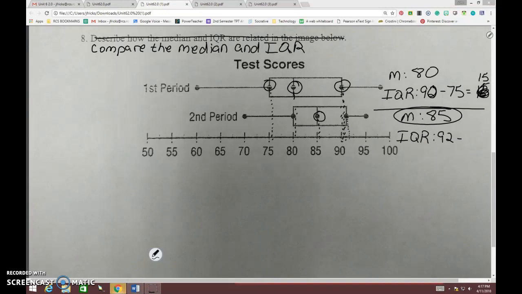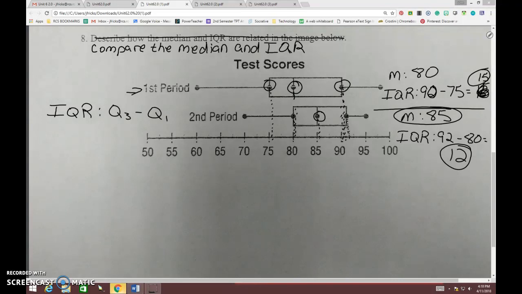Alright, let's go back to IQR here. So we've got, this one was at 92. This one is definitely at 80. So 92 minus 80 is going to be equal to 12. So when we compare these two, we've got 15 on top, 12 on bottom. So which one's larger? You know it, first period. So just know how to find the IQRs. IQR is going to be the third quartile or the upper quartile minus the first quartile or the lower quartile. That's question number 8. Let's move on to question number 9.